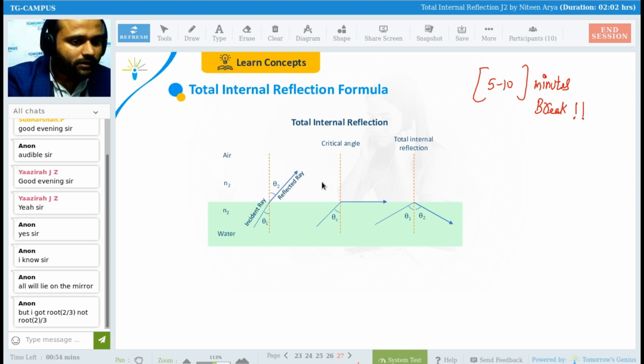And the phenomenon in which the incident ray is greater than the critical angle is called TIR. Exactly, sir. We can also say that this definition. Yeah, you can.